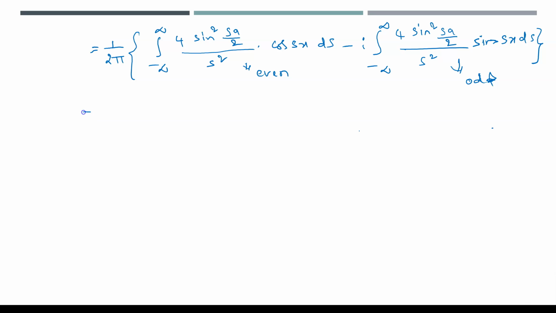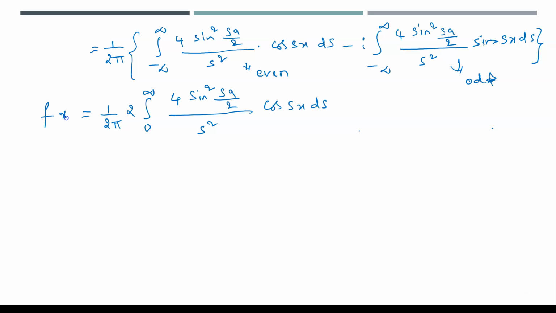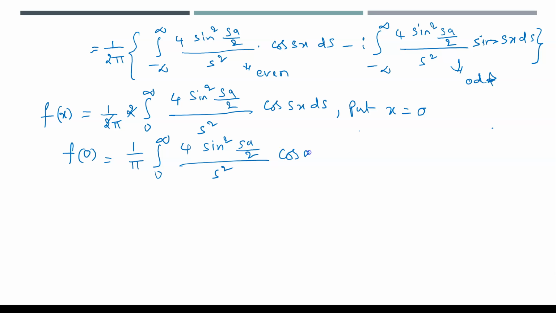So we get 1 by 2 pi times 2 integral 0 to infinity of 4 sin square(sa/2) upon s square cos sx ds. Here the value of the second integral is 0 because that function is an odd function. What is this? This is f(x). Now here let us put x equal to 0 on both sides. Then we get f(0) equal to 1 by pi integral 0 to infinity of 4 sin square(sa/2) upon s square into cos 0 ds.